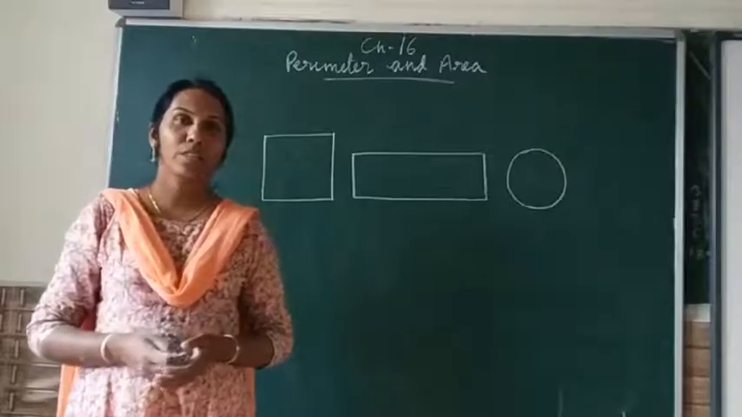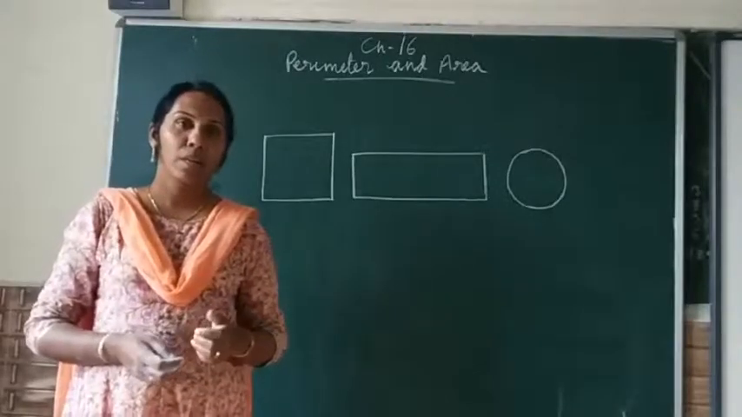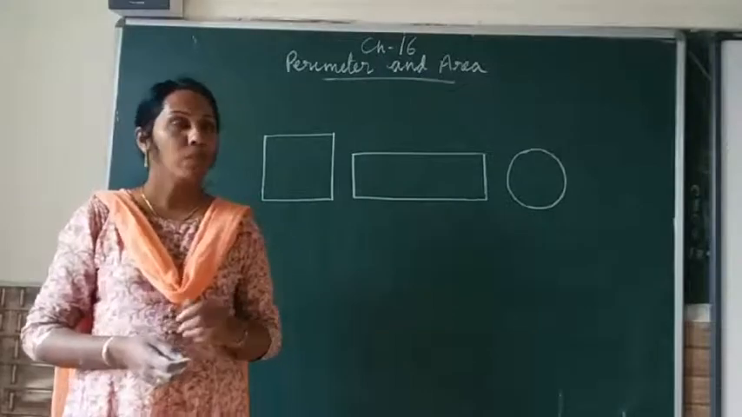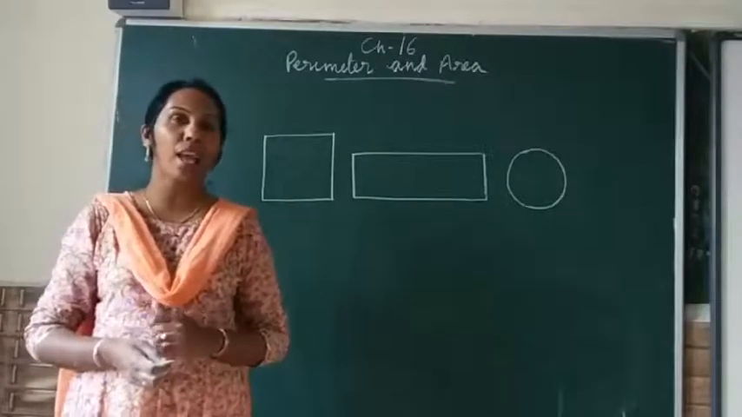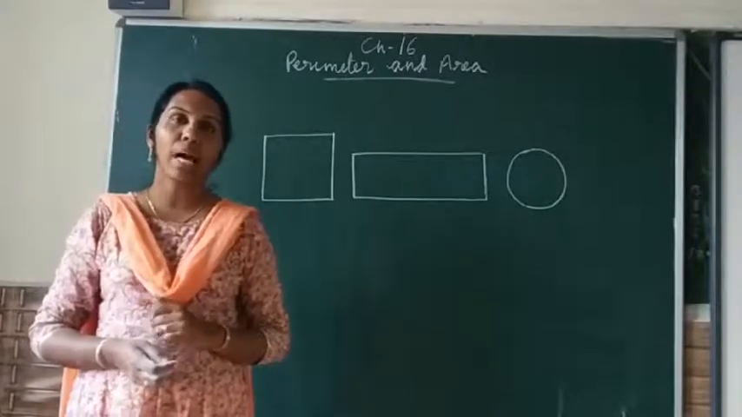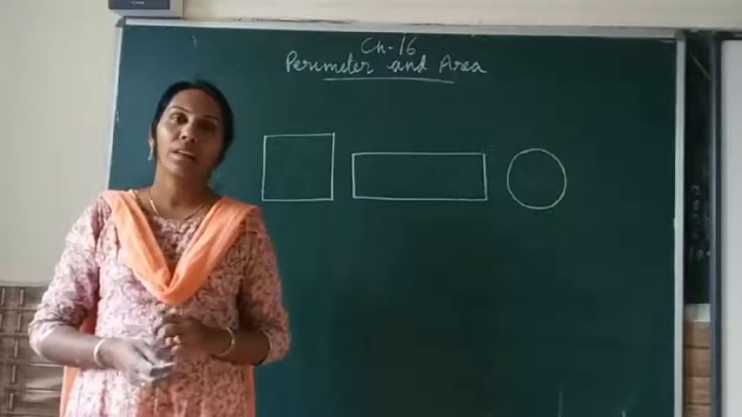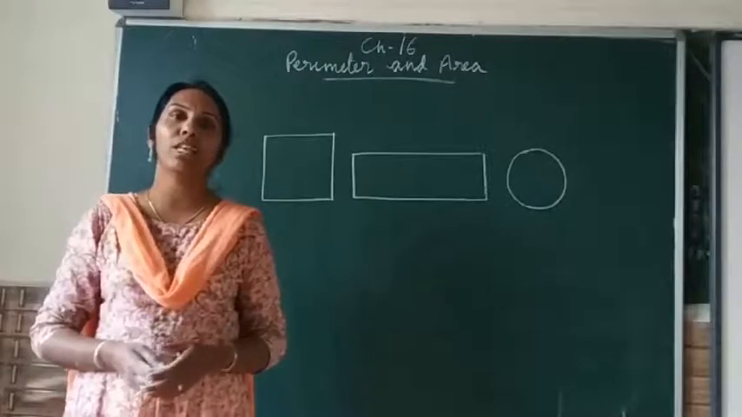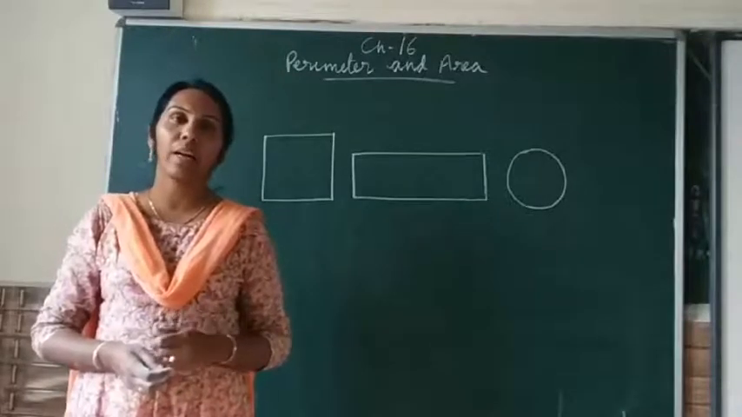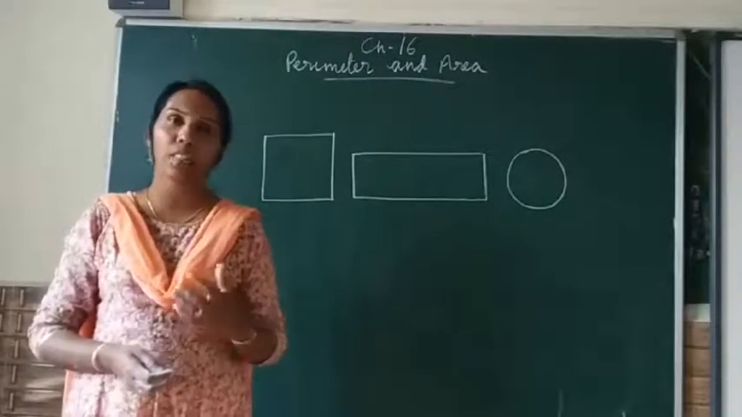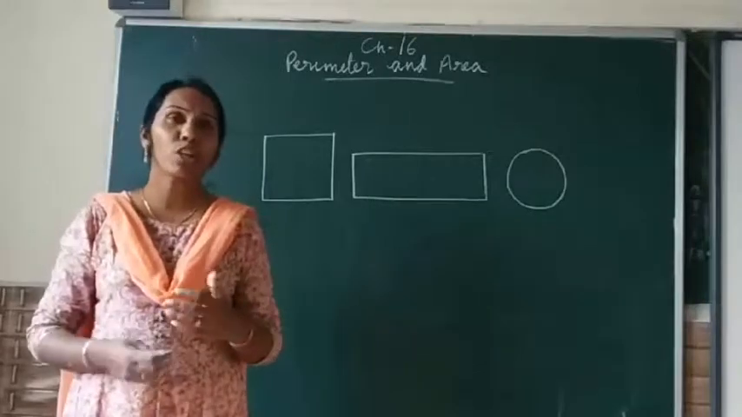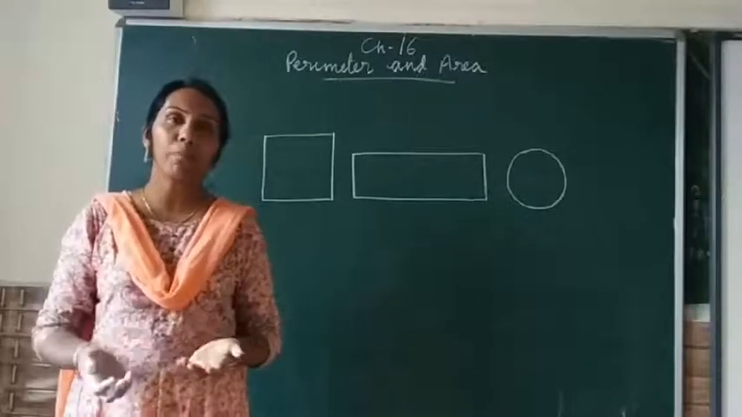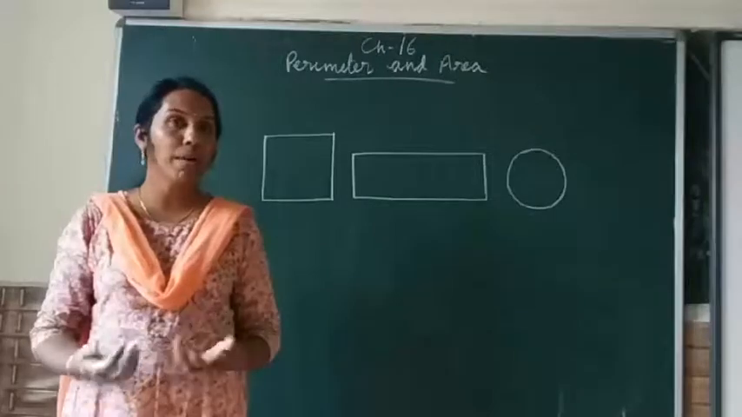Dear students, today we are going to discuss the topic mensuration, that is chapter 16, perimeter and area. So in this chapter we shall study how to find out the perimeter and area of various geometrical figures like square, rectangle, triangle, parallelogram, circles, etc. So first of all, let us revise what is meant by perimeter and what is meant by area.